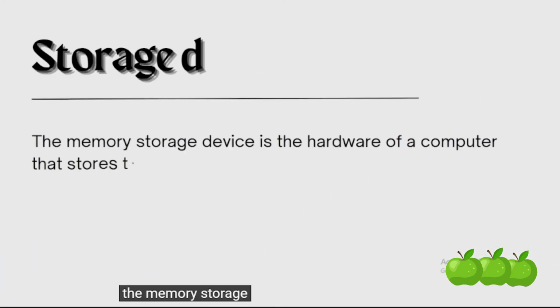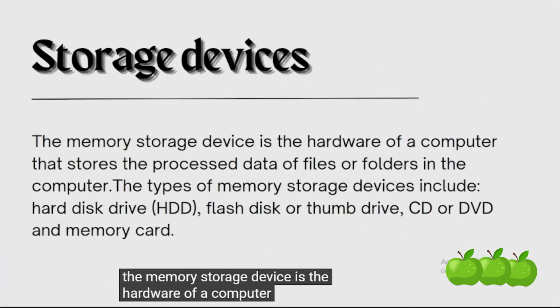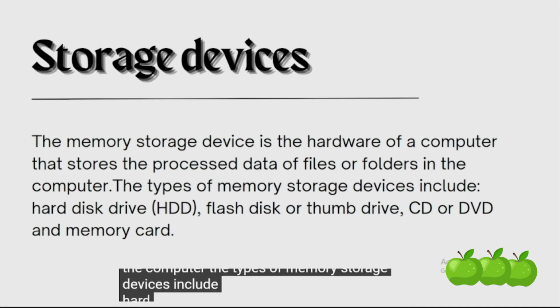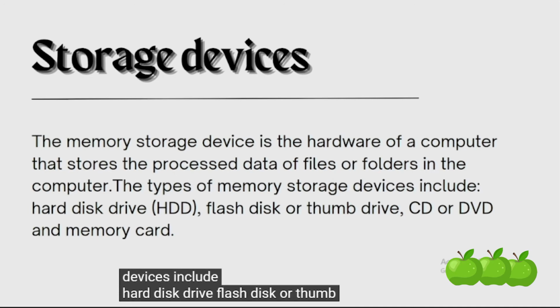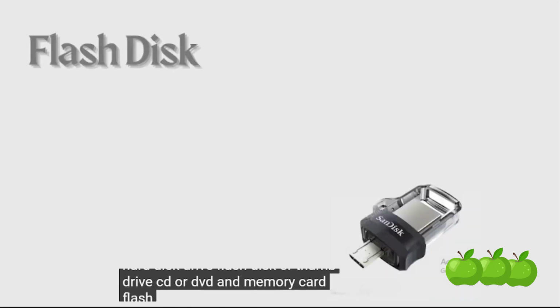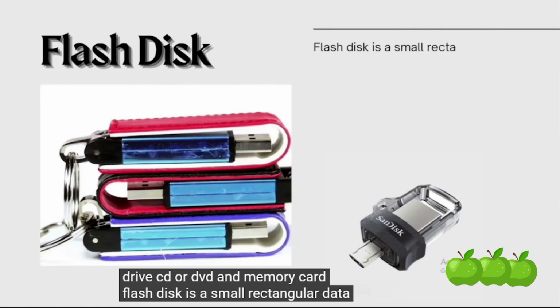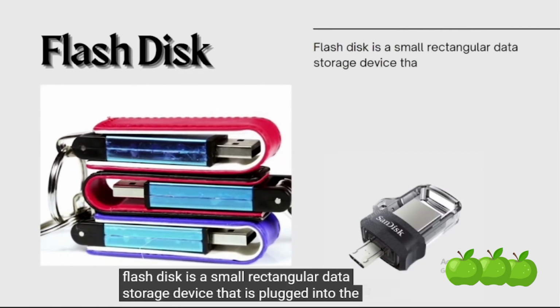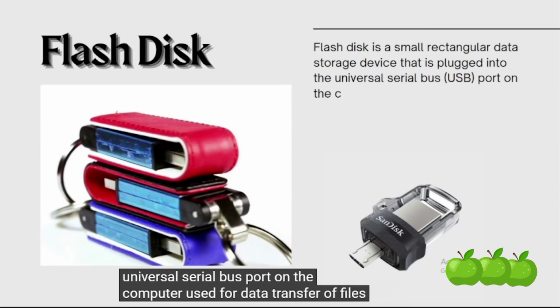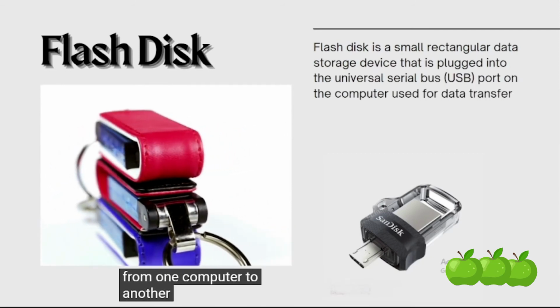The memory storage device is the hardware of a computer that stores the processed data of files or folders in the computer. The types of memory storage devices include hard disk drive, flash disk or thumb drive, CD or DVD, and memory card. Flash disk is a small rectangular data storage device that is plugged into the universal serial bus port on the computer, used for data transfer of files from one computer to another.